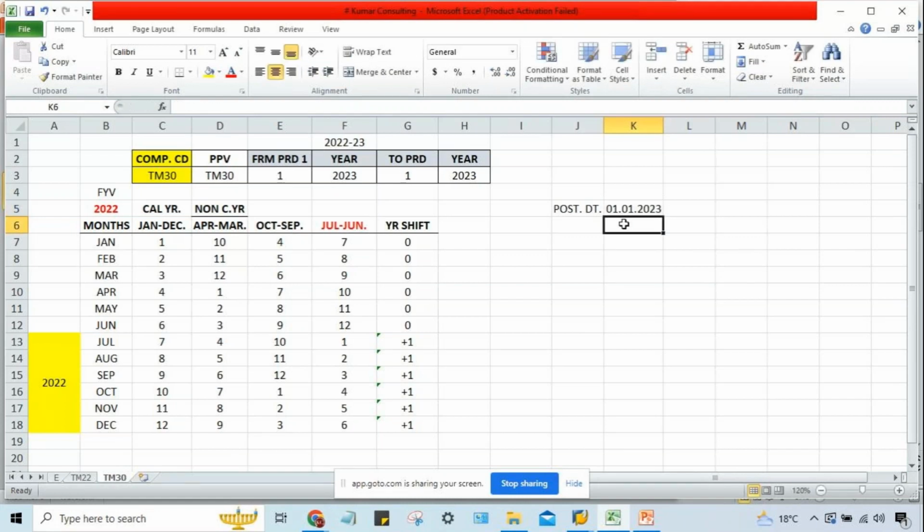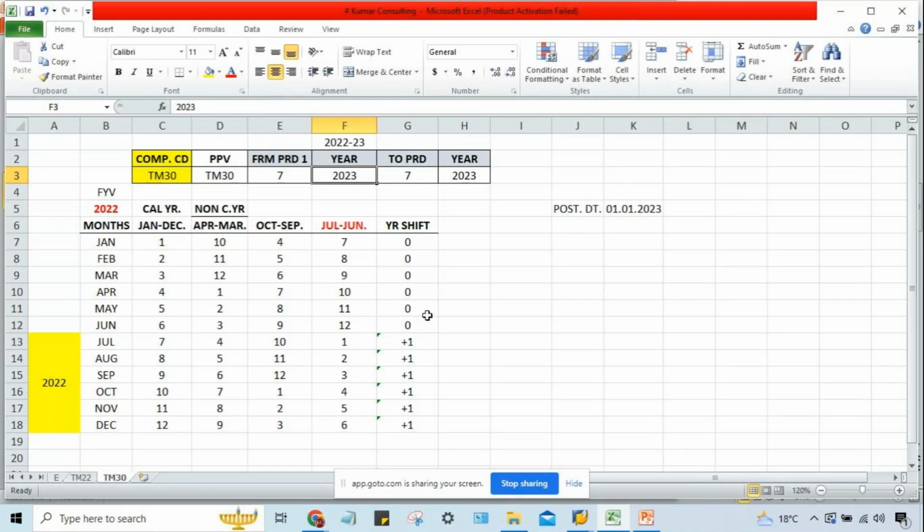01/01/2023. Simple. So January means the 7th period is going to be April. And here also 23, here also 23, right? So of course, if it is 0, then only 23: 23 plus 0 equals 23 only, right? This is the logic, isn't it? So this is what year shift means.